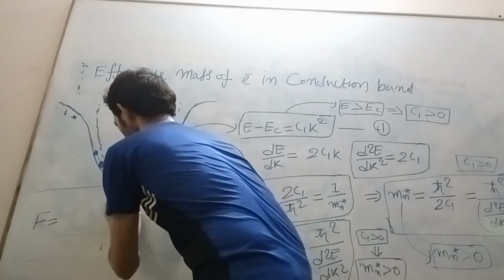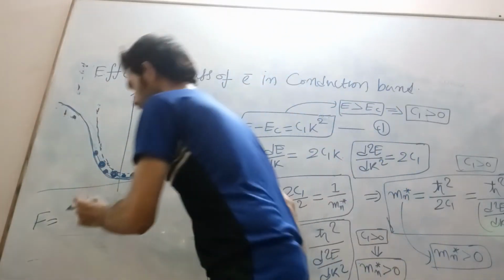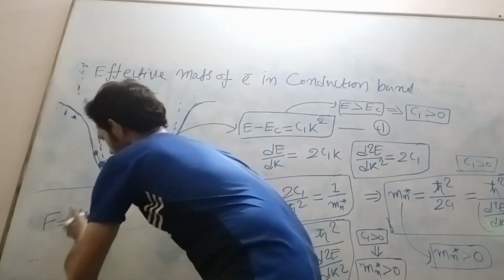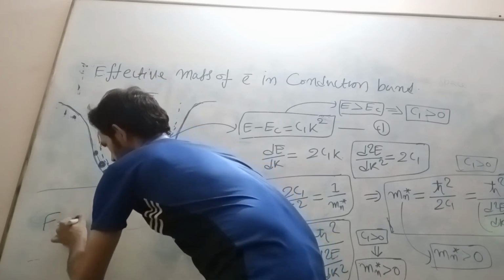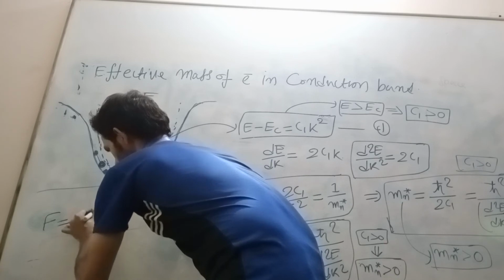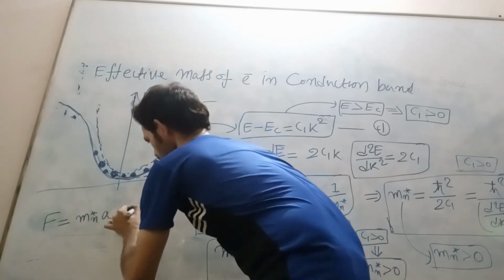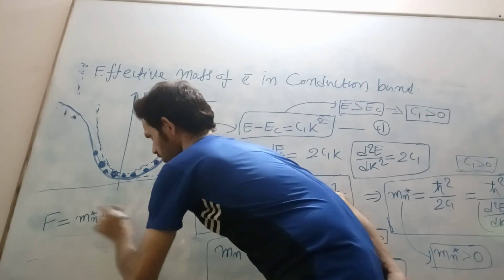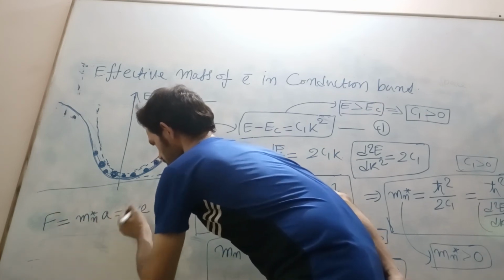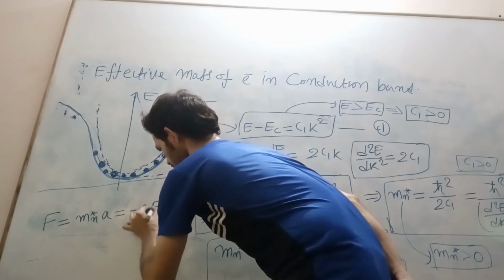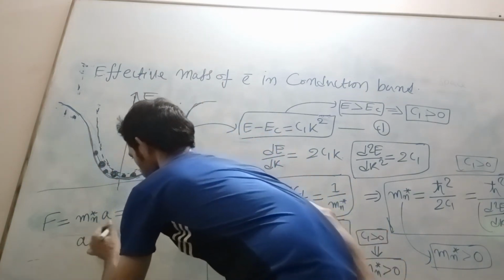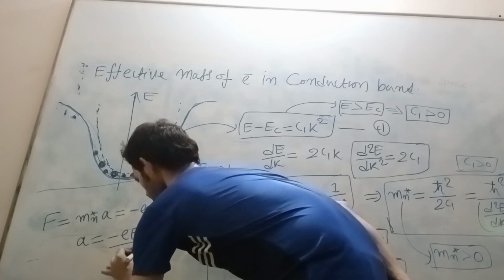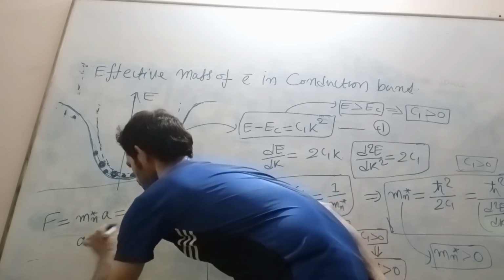Now, if we apply a force, that is, if we apply an electric field, we get force equal to mass into acceleration, which is mn* into acceleration. Force is equal to charge times electric field, and the charge of the electron is -e, so F = -eE. From here, the acceleration is -eE divided by mn*. So this is my acceleration.